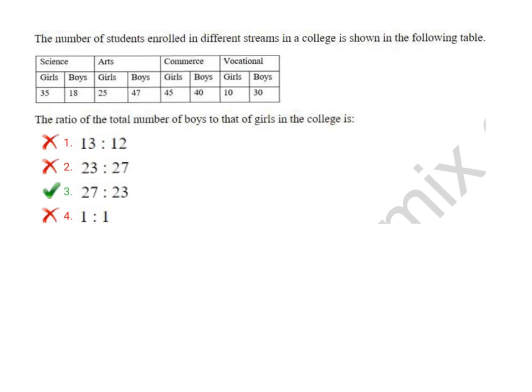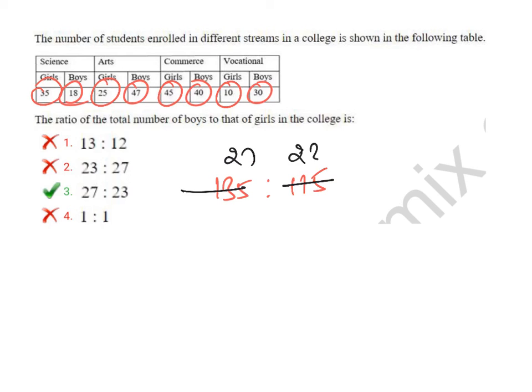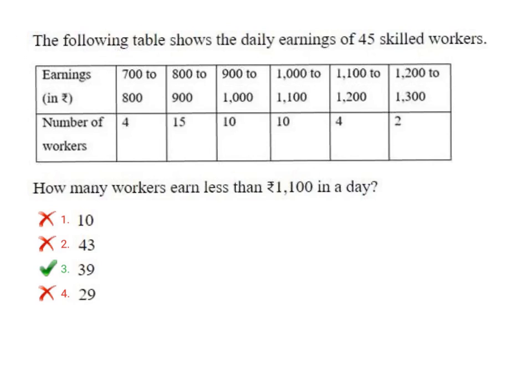That's simple. Next, the ratio of the total number of boys to that of girls in the college. Now first count the boys. So 18 plus 45, 65, 105, then after that 135. Girls 35, 25, 60, 105, 115. So cancel it in the 5 table. If I cancel it in the 5 table, this is 27, this is 23. So the ratio must be 27:23. So that's your answer there.